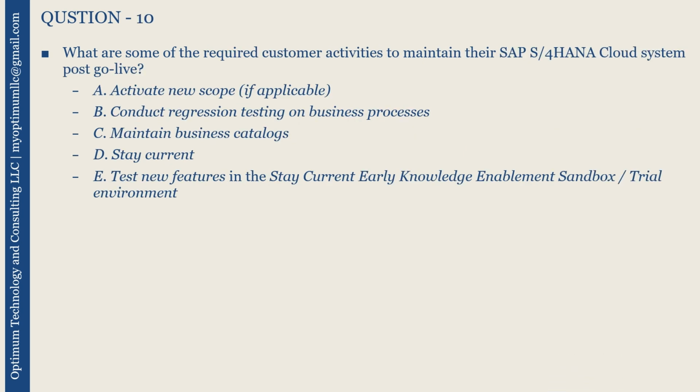Question 10. What are some of the required customer activities to maintain their SAP S/4HANA Cloud system post-go-live? A. Activate new scope, if applicable. B. Conduct regression testing on business processes. C. Maintain business catalogs. D. Stay current. E. Test new features in the Stay Current Early Knowledge Enablement Sandbox/trial environment.